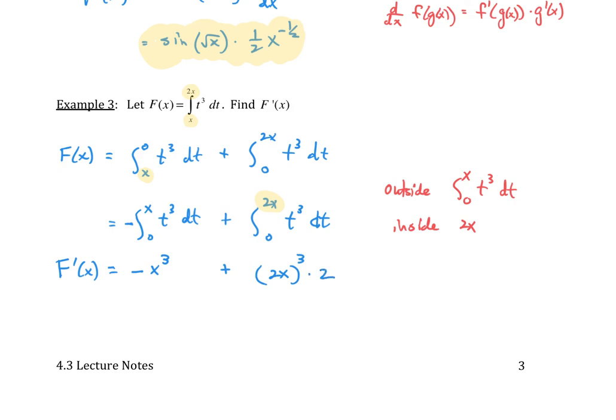Okay, so why don't we just simplify this a little bit, because we can. This is going to be negative x cubed plus 2 cubed is 8. 8 times 2 is 16, so that'll be 16x cubed. And this simplifies into 15x cubed. So this will be the answer to our question.